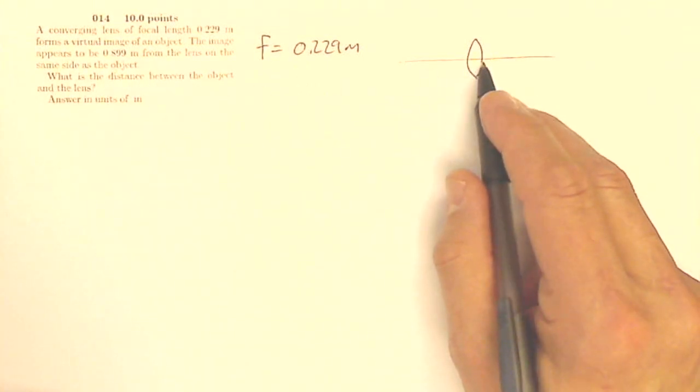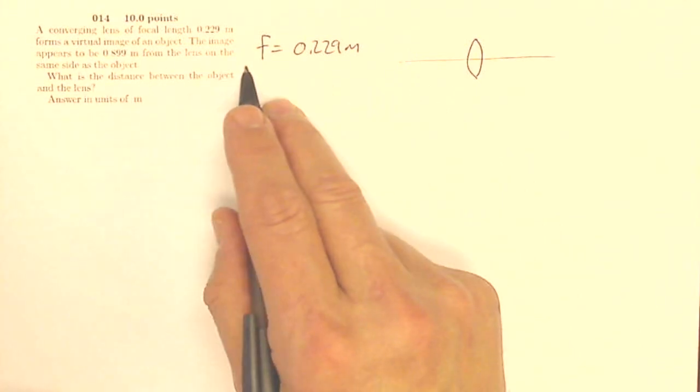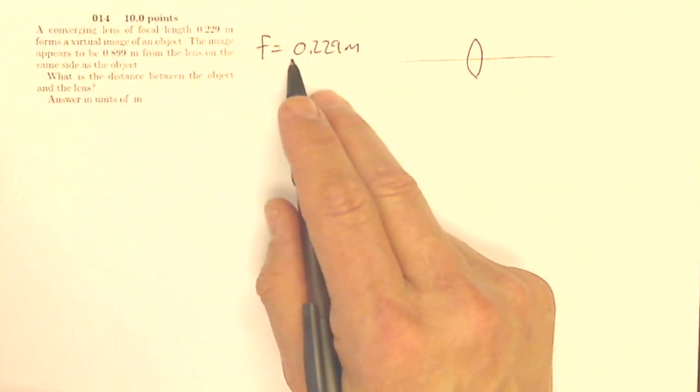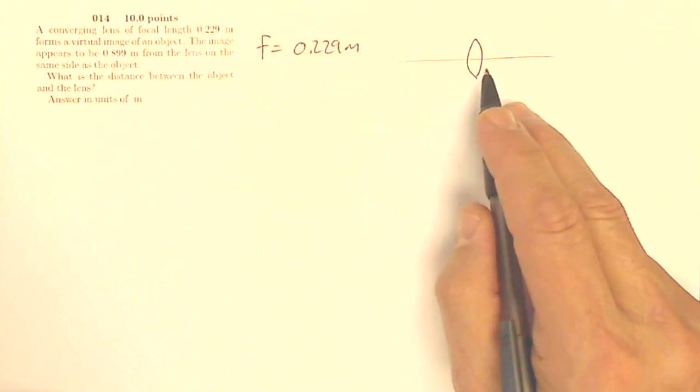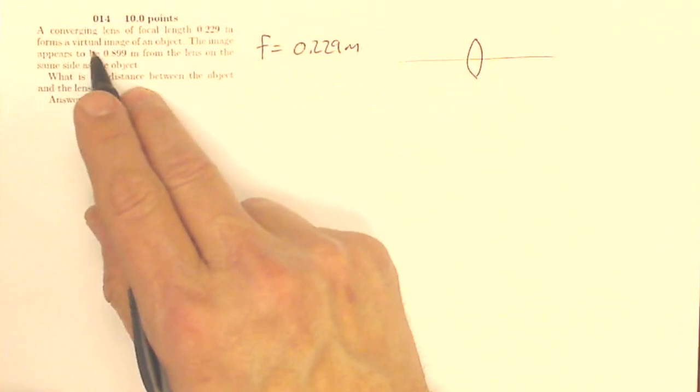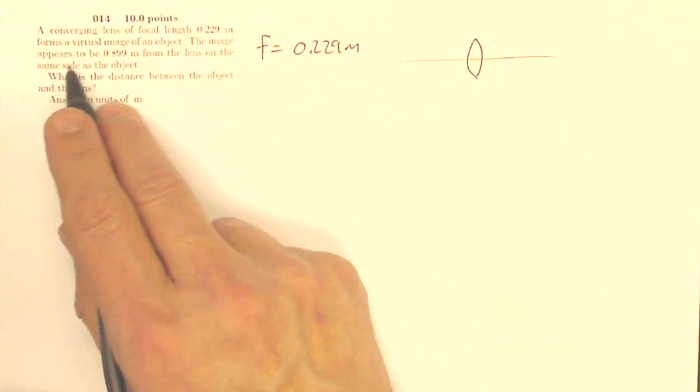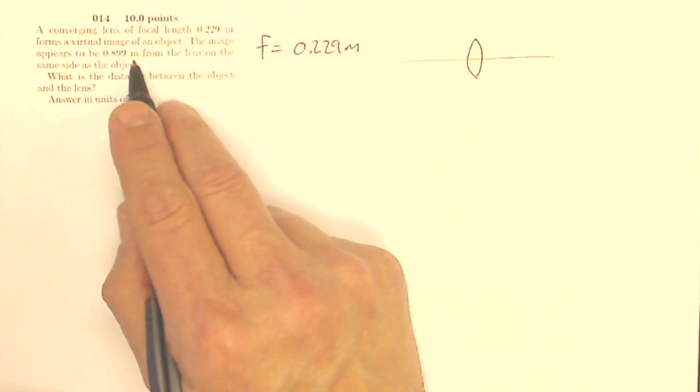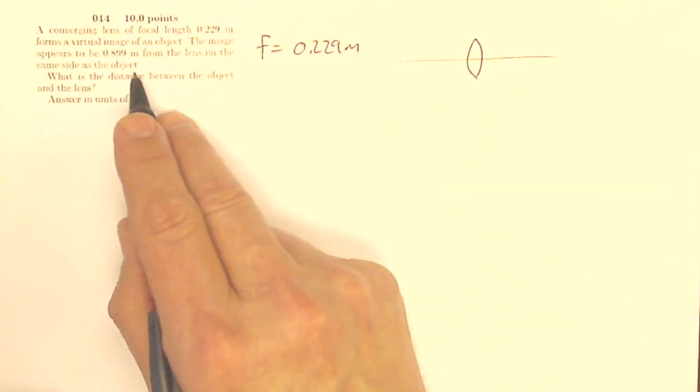How do I get a virtual image? I get a virtual image when my object is inside the focal length. Otherwise, I'm going to get a real image with this lens. So it forms a virtual image of an object. The image appears to be 0.899 meters from the lens on the same side as the object.